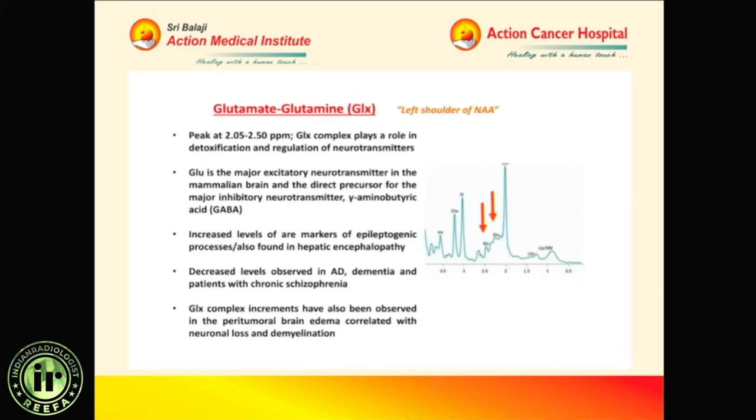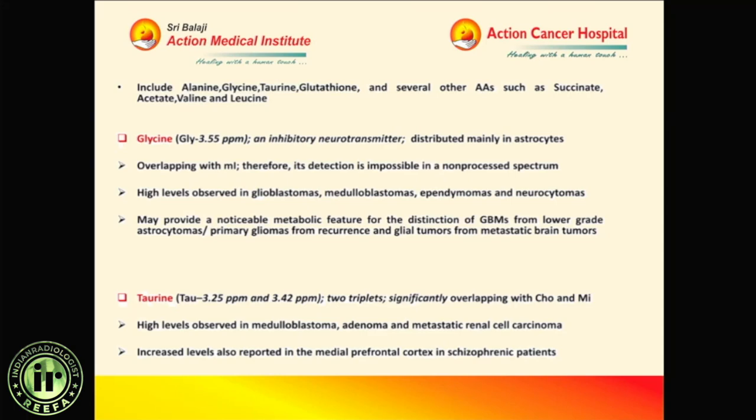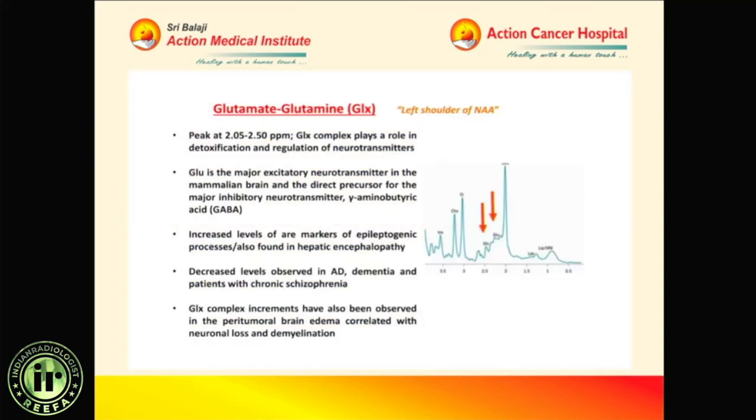Now glutamate complex or left shoulder of Na. Now this is another peak at 2.05 and 2.5 ppm. Now they are major neurotransmitters. Glutamate is an excitatory transmitter. It is a precursor of GABA, which is an inhibitory neurotransmitter. So increased levels are seen in epileptogenic processes and also hepatic encephalopathy. Decreased levels are seen in Alzheimer's, dementia and chronic schizophrenia.